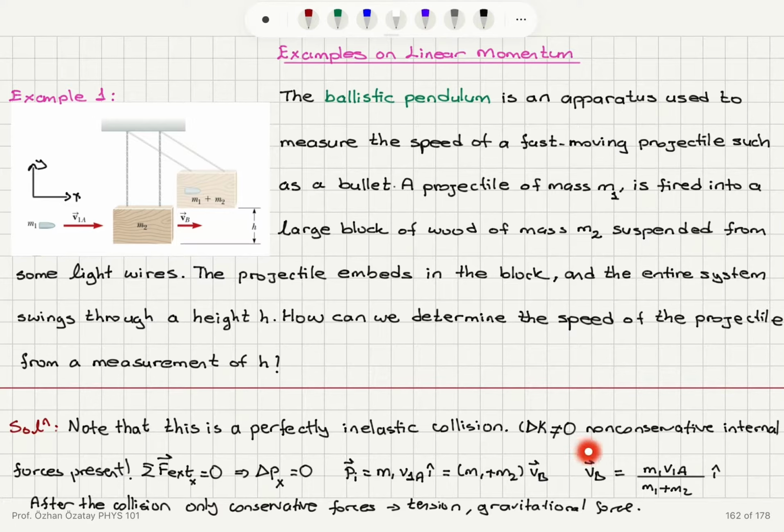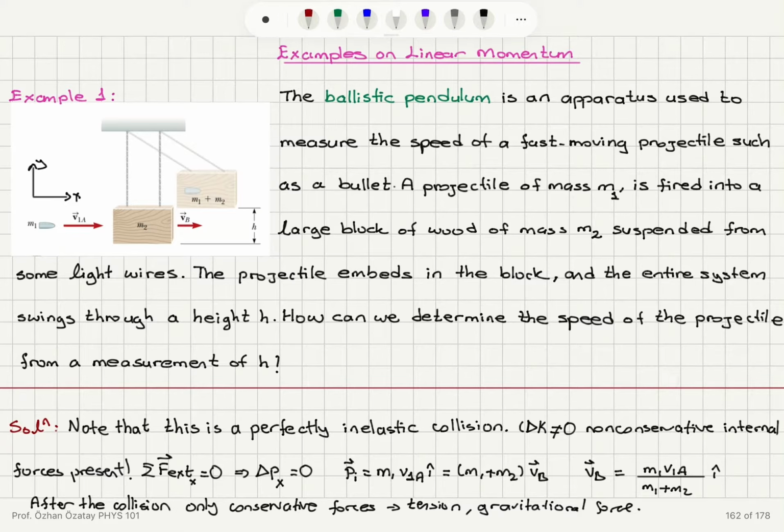So we don't have kinetic energy conservation, but there is no external force on the x-axis. So momentum on the x-axis, linear momentum, must be conserved. So we can write VB in terms of V1A: M1 V1A divided by M1 plus M2 in the i hat direction. That will be the velocity right after the collision.